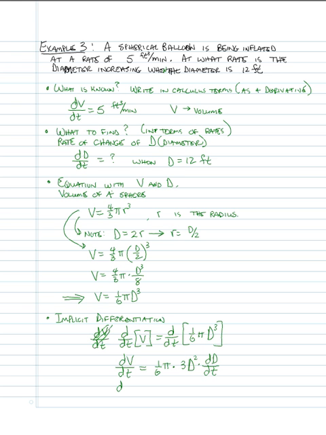Okay, we have dV/dt, and 3 times 1/6 is 1/2, isn't it? And pi times 1/2 is pi over 2. So we end up with pi over 2 times d squared times the derivative of diameter with respect to t, dD/dt.